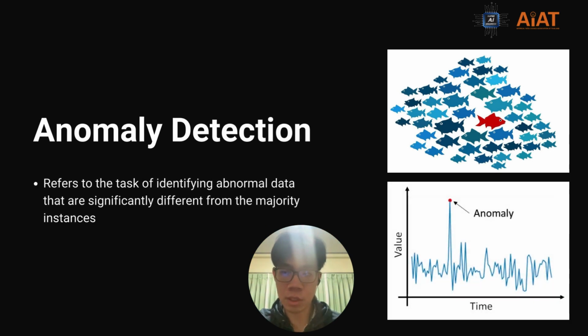Okay, so let's start by introducing the definition of anomaly detection. Anomaly detection refers to the task of identifying abnormal data which are significantly different from the majority instances. But the instances that I've just mentioned are not only about images, they can also refer to signals, as you can see in the picture on the right. But in this presentation, most of my examples will be given as images, as it might help you understand the concept more easily.